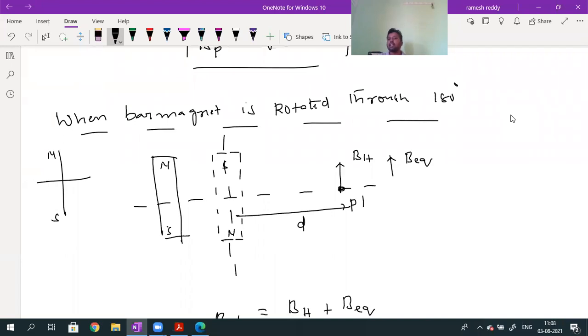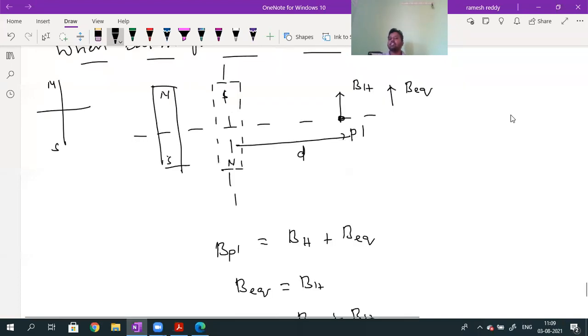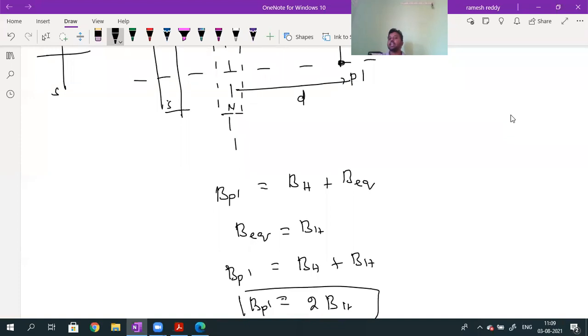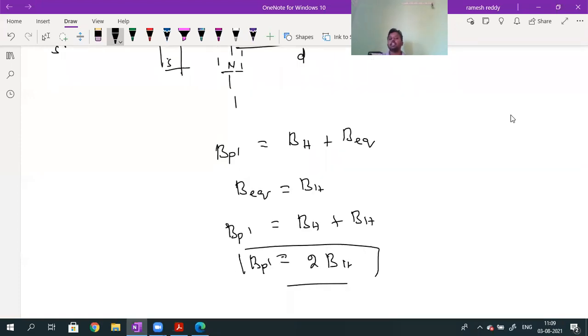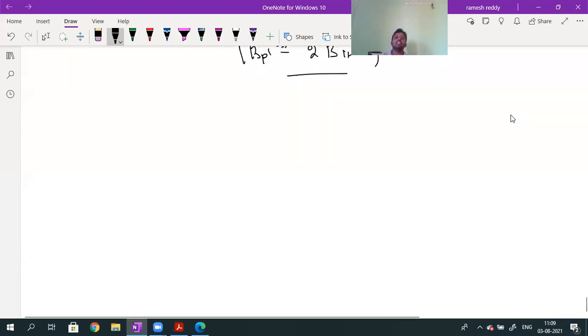When I consider the bar magnet here, on the equatorial line the magnetic field induction direction will be from north to south, B equatorial. Since BH value and B equatorial value are both in the same direction, the resultant magnetic field is given by BH plus B equatorial. But we know the condition here, B equatorial value will be equal to BH. So BP dash value will be equal to BH plus BH. So the total answer is given by 2 into BH. Still, if you have any doubt, let me consider one more case.